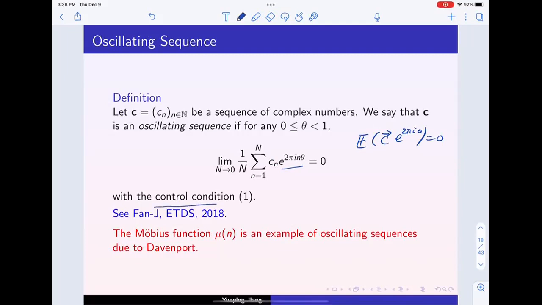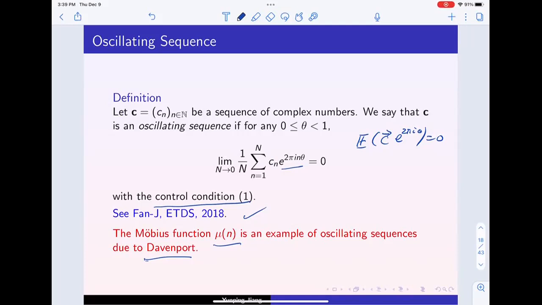So then definitely I need a control condition. That's actually what we defined in our paper in 2018. Then again, Davenport's theorem says the Mobius function is an example, right? So now that means I try to define a more general sequence, an oscillating sequence, right? This one also includes the Mobius function as an example, right?